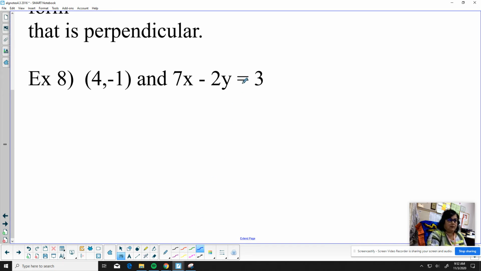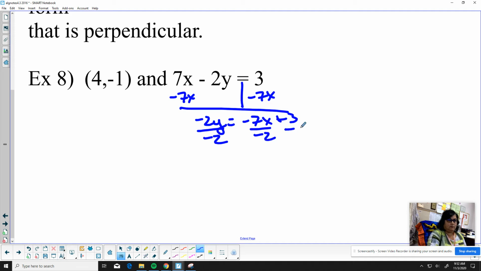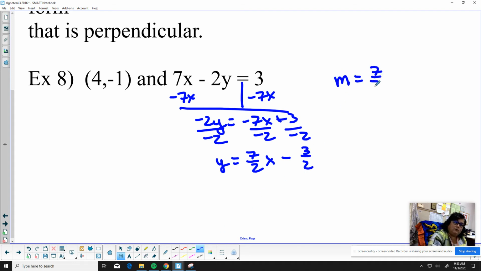So let's start by solving for y because we need the slope. So we're going to subtract 7x on both sides, and then we're going to divide by -2 from each piece. So 7/2 x minus 3/2. So my slope is 7/2. And my perpendicular slope then is -2/7. I flipped it and I changed the sign to negative because it was positive.